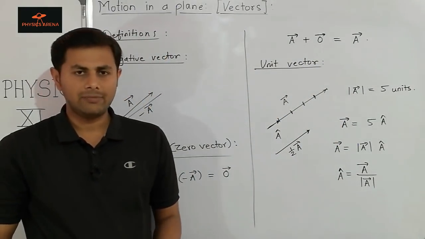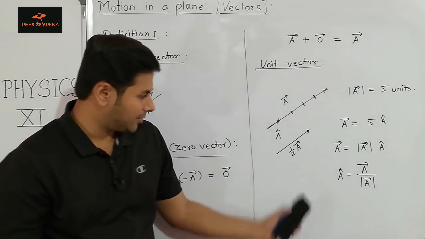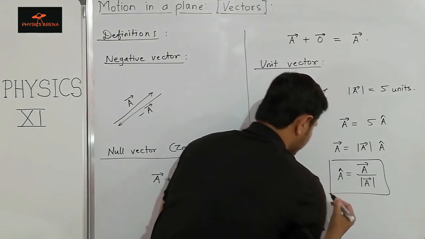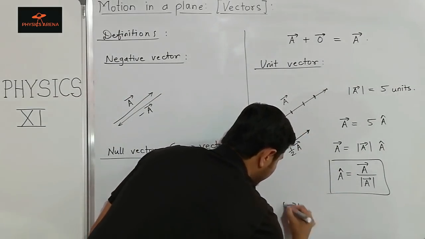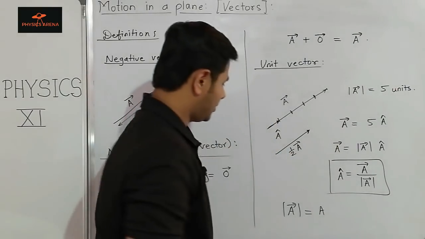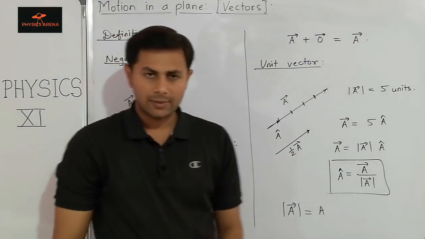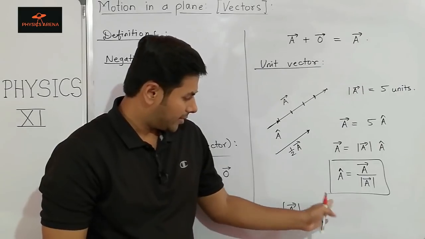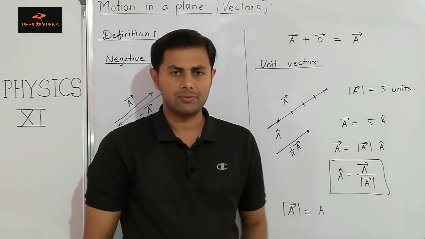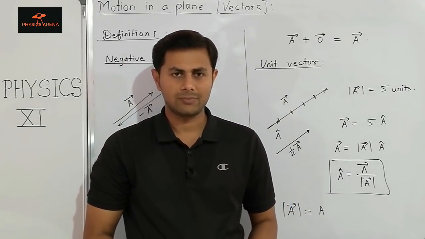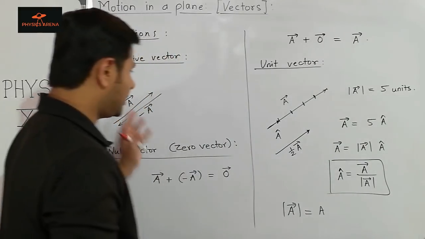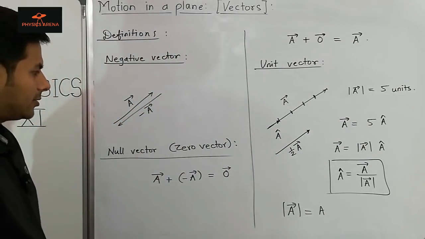Now many a times we will denote this magnitude like this only. So if A bar is a vector, then A without that arrow will be the magnitude of A bar. Okay, so these are some definitions related to vectors.